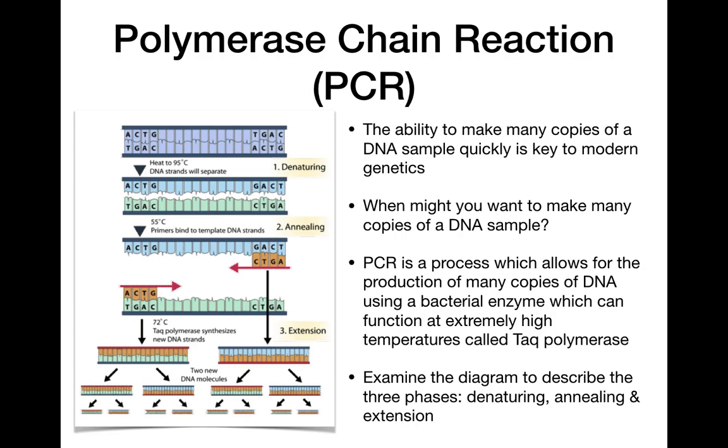And then we're going to back up again to 72 degrees, and that's the right temperature for Taq polymerase, that enzyme, to then synthesize the DNA. And that's the extension phase. And it will make many, many copies very quickly through this process. So PCR is very useful for amplifying DNA. Here's a little video clip of PCR to help visualize this process for you.